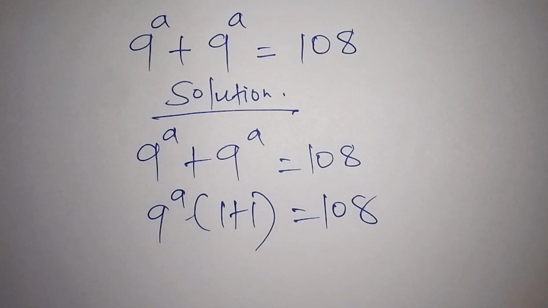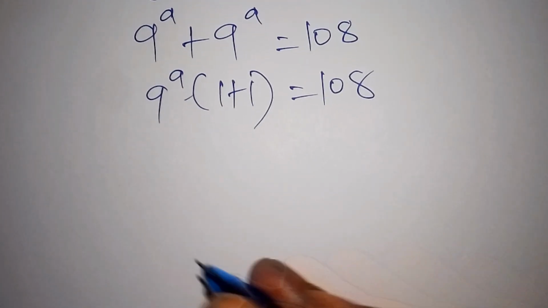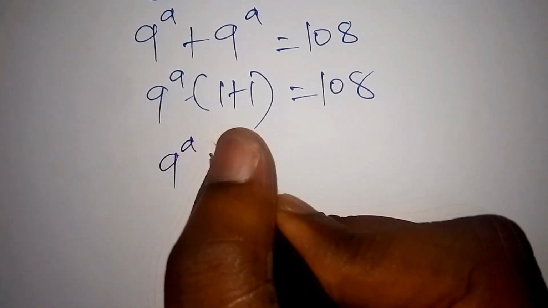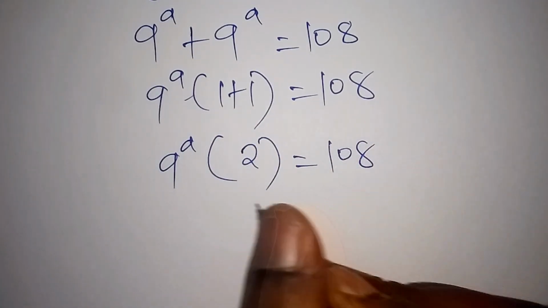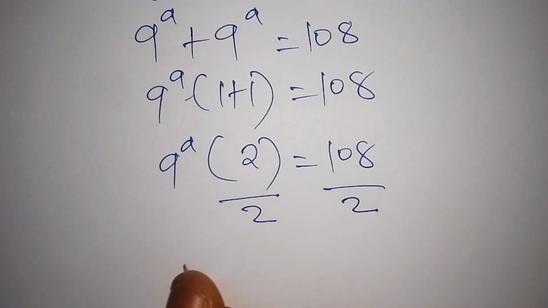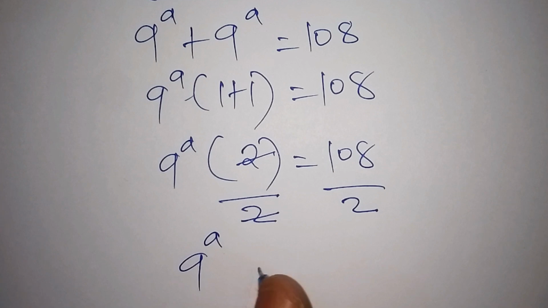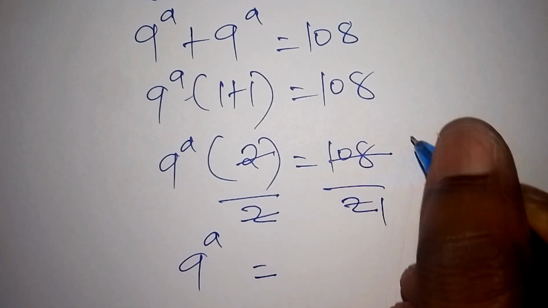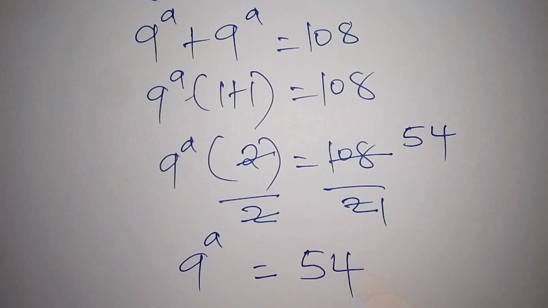The next step is to work out the number that is inside the bracket. Here we have 9 to the power of a, into bracket 1 plus 1 is 2, is equal to 108. From there we work out the bracket, meaning we divide both sides by 2, so that 2 cancels 2, and 9 to the power of a is equal to 108 divided by 2, which is 54. So 9 to the power of a is equal to 54.